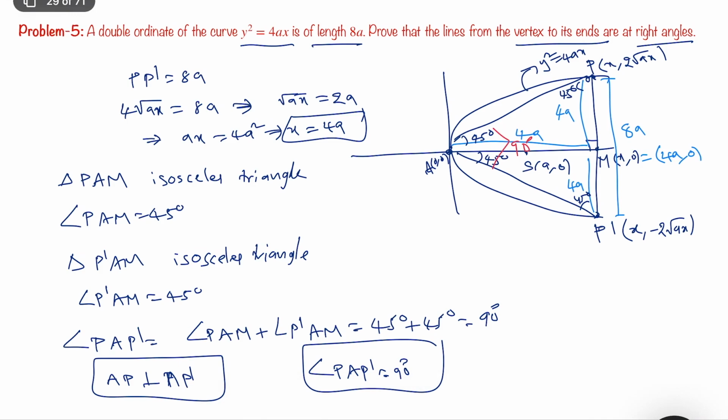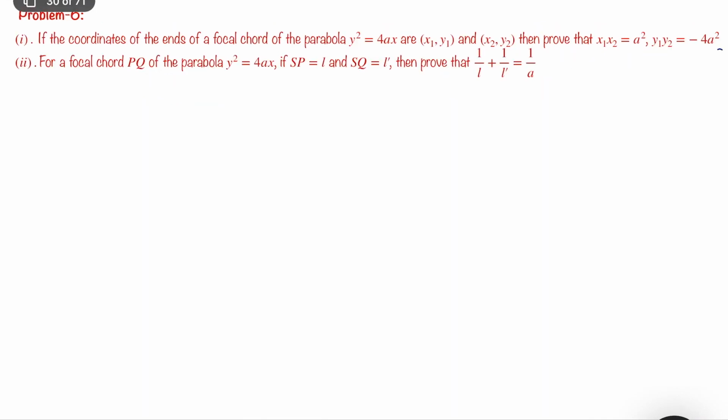Fine. Next question, sub question 1. If the coordinates of the ends of a focal chord of the parabola y² = 4ax are (x1, y1), (x2, y2), then prove that x1x2 = a², y1y2 = −4a². Sub question 2. For a focal chord PQ of the parabola y² = 4ax, if SP = L and SQ = L', then prove that 1/L + 1/L' = 1/a.